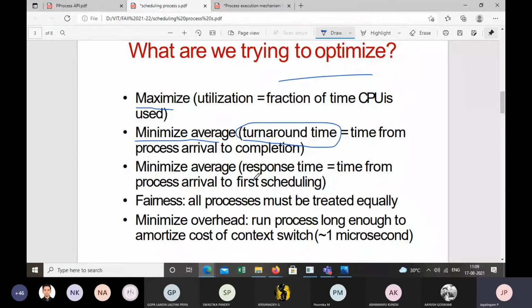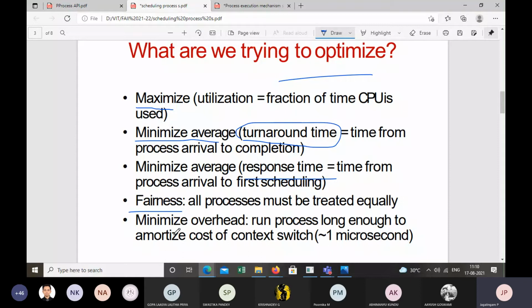And what do you mean by response time? Time from process arrival to first scheduling. So we want to minimize this response time. The time the process arrived and it was first scheduled, that we call response time. And the fourth goal is fairness. The operating system is responsible for making the CPU available to all the processes equally.